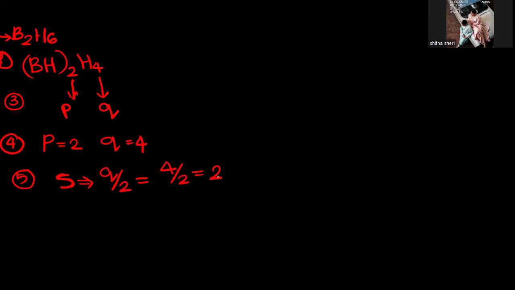It's not only 2. There are some other numbers also. That means S ranges from 2 to Q. We can write the different possibilities: 2, 3, and 4, right? This is the number of possibilities that S may have, that is, the possible numbers of BHB bonds.